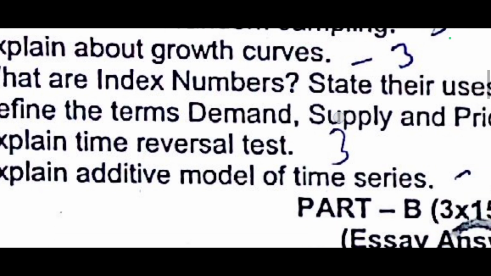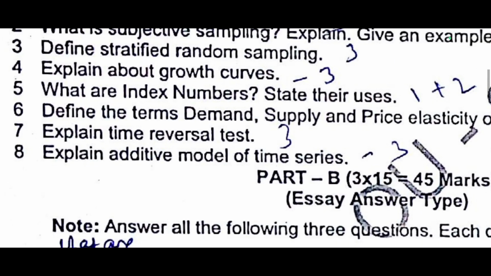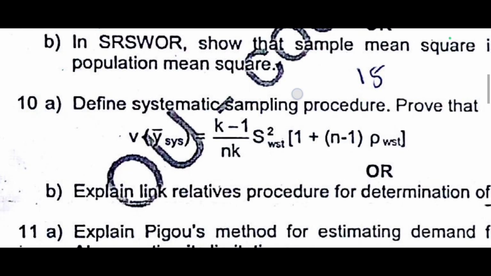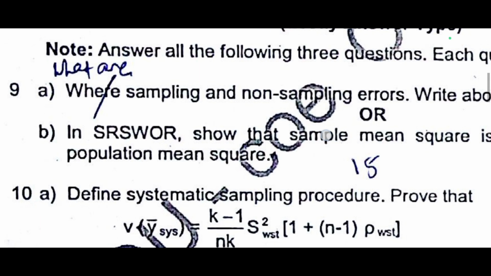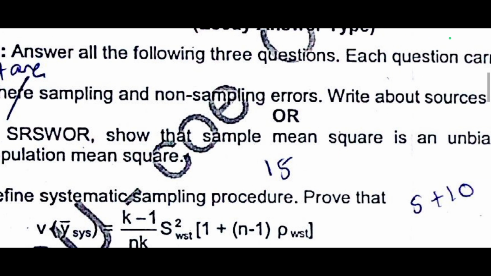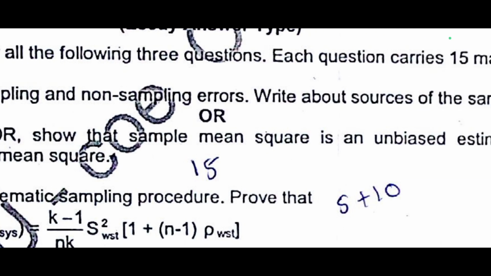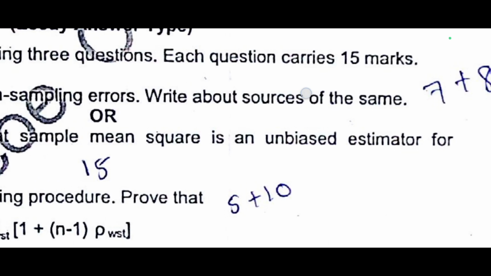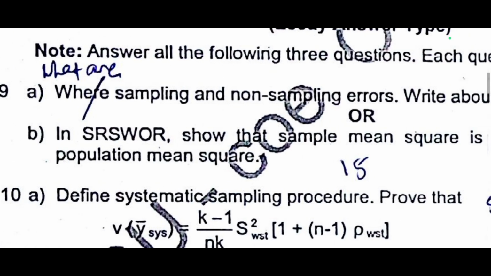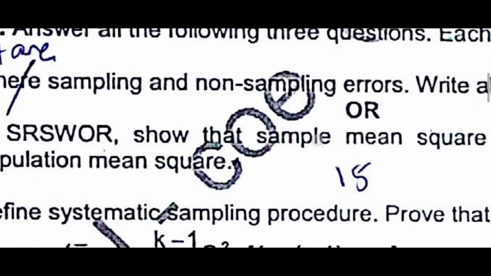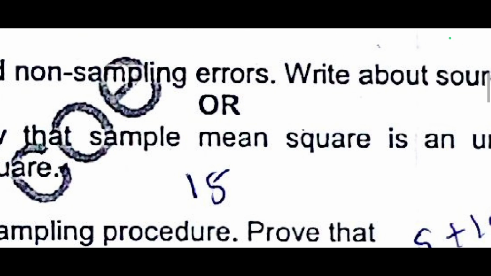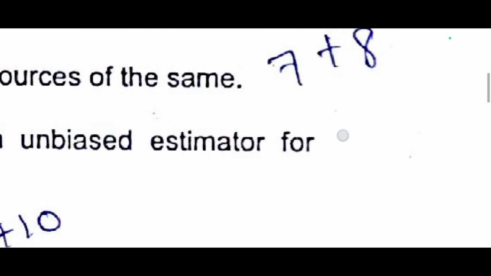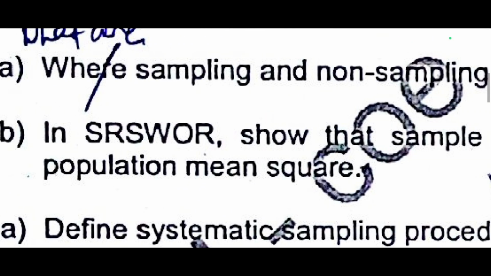Next, explain additive model of a time series. This is also very important. Next, what are sampling and non-sampling errors? Write about sources of the same. Next, in a SRSWR, show that the sample mean square is an unbiased estimator of the population mean square.